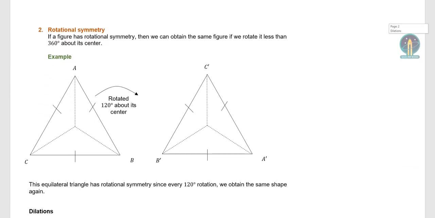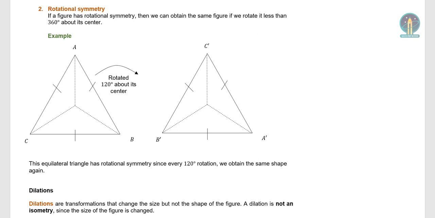Another type of symmetry is rotational symmetry, where we get the same figure if we rotate the figure that we have less than 360 degrees about its center, right? So rotational symmetry is where you get the same original shape of the figure if you rotate the figure by less than 360 degrees, right? Because if you rotate anything by 360 degrees, you get the same thing, right? But if it has rotational symmetry, then there are other instances or angle values before 360 degrees that will still give you the same original shape.